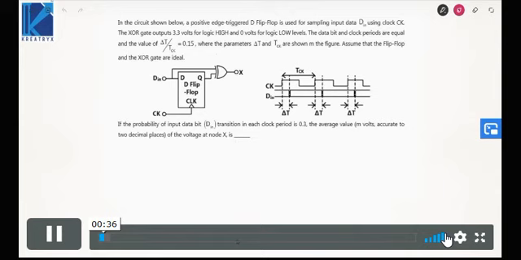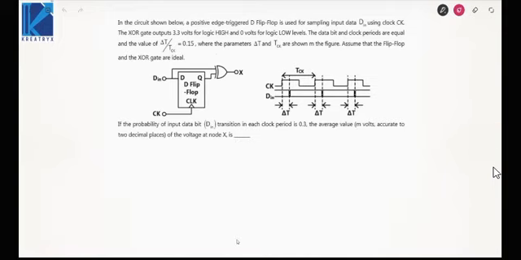The XOR gate outputs 3.3 volt for logic high and 0 volt for logic low. The data bit and clock periods are equal. The value of delta T by TCK is 0.15, where delta T and TCK are shown in the figure. Assume that the flip-flop and XOR gate are ideal. If the probability for input data bit transition in each clock period is 0.3, find the value of average voltage.